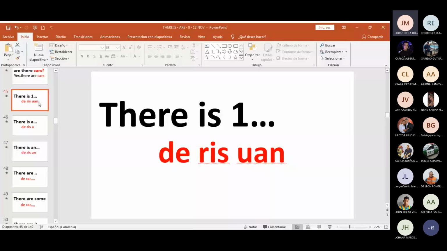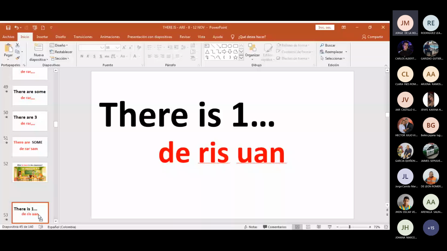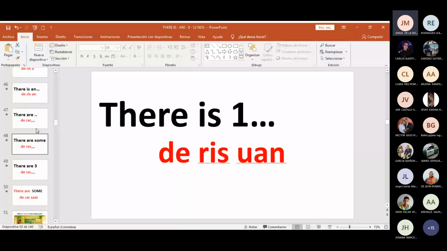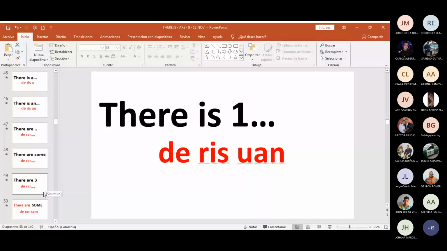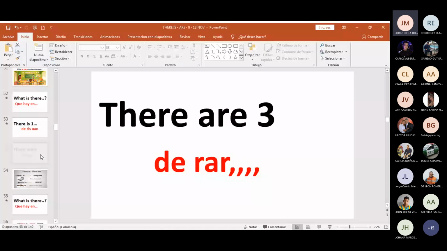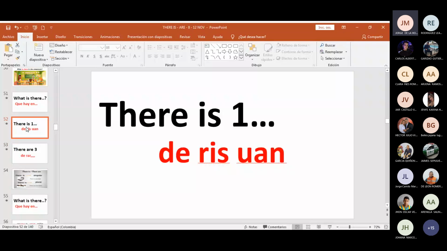There is one. All the time it is going to be "there is one." If there are two, three, four or five, what are we going to say? We are going to say "there are." There are 3, there are 4, there are 5. Remember, only one: there is one. Several: there are two, there are three, there are four, there are five.